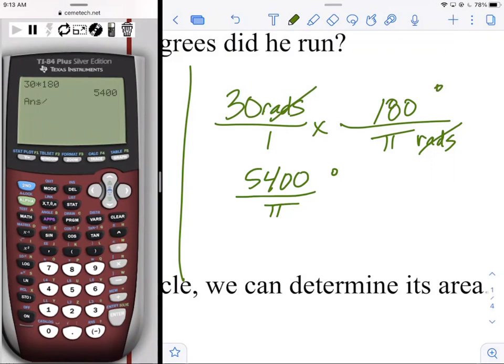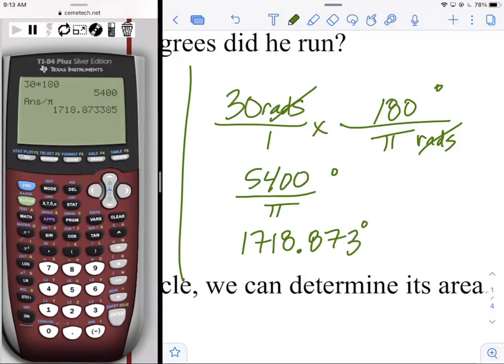So that number divided by pi, and you always use the pi button, right? Second caret, and that gives us 1718.87. How many decimals? Okay, so that's 1718.873 degrees.